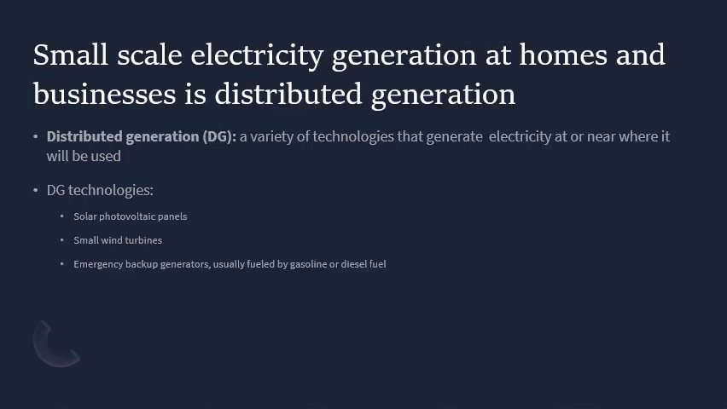Small-scale electricity generation at homes and businesses is called distributed generation. There's a variety of technologies that generate electricity at or near where it will be used. So distributed generation technologies, we have solar photovoltaic panels, small wind turbines, emergency backup generators, usually fueled by gasoline or diesel fuel. So it's essentially generators that are not utility scale. They exist at homes or on farms or something like that.